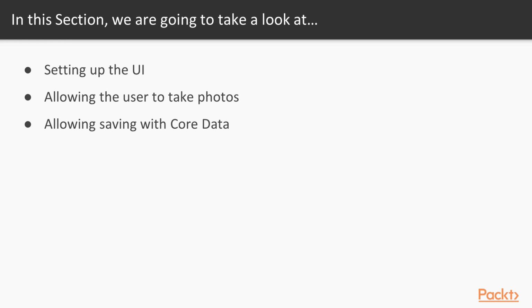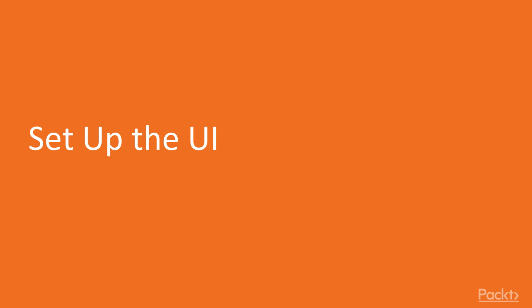And then the final one is allowing saving with core data. So when the user selects a photo, whether it's a picture or one that they've taken off their phone, we want to associate that with the name, put that into core data, and be able to pull that back out of core data to show it up inside of a list. So we're going to go ahead and get started first with setting up the UI.